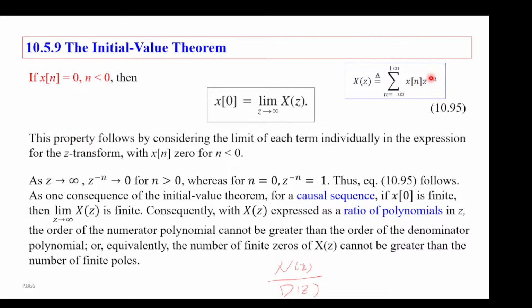But you don't have n less than 0 because of this condition. So you only have the z to the minus n powers, and those go to 0 when z goes to infinity. So it is a very easy derivation: when z goes to infinity, all those negative powers of z go to 0, and you're only left with the n equal to 0 term, which is just x of 0. So x of 0 equals big X of z at z equal to infinity.